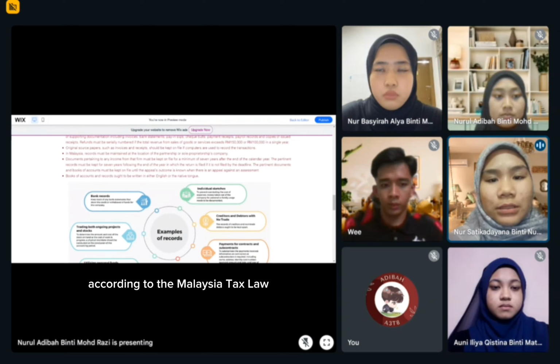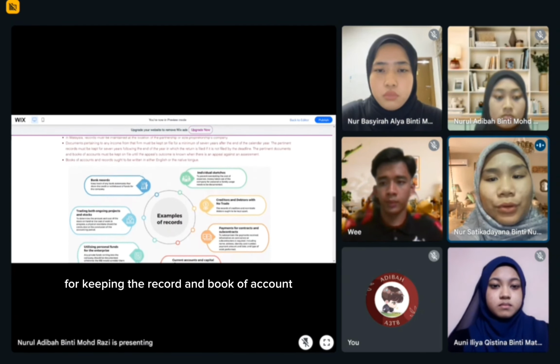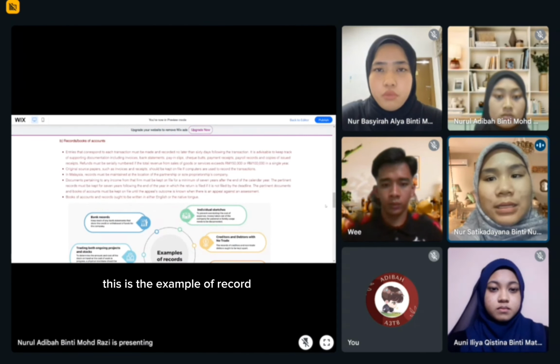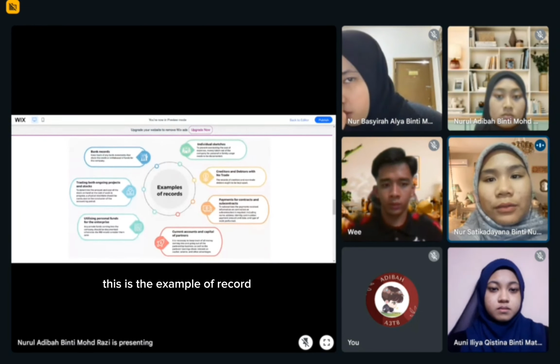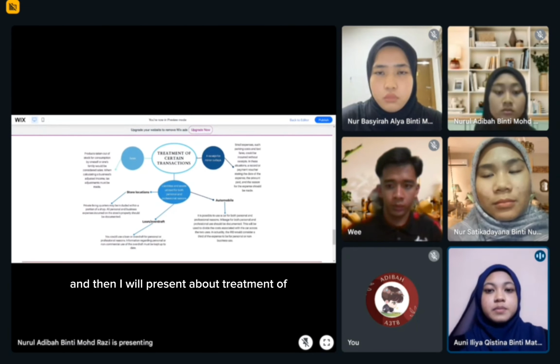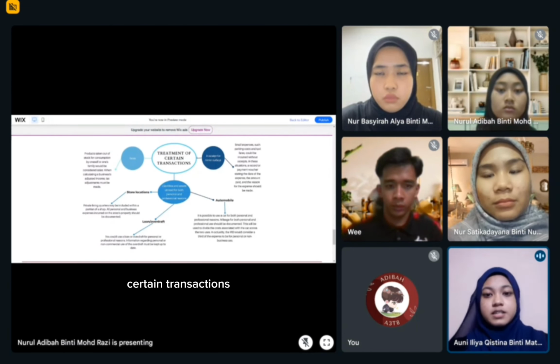According to the Malaysian tax law and accounting standards, the owner must follow some rules and guidelines for keeping the records and books of account. This is an example of a record. And then I will present the treatment of certain transactions.